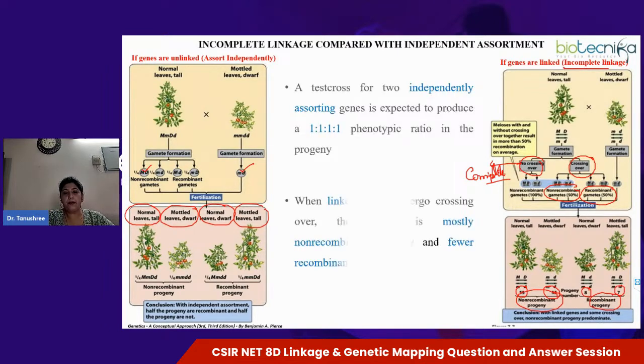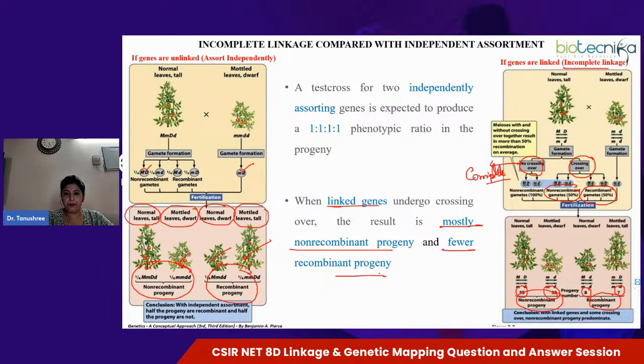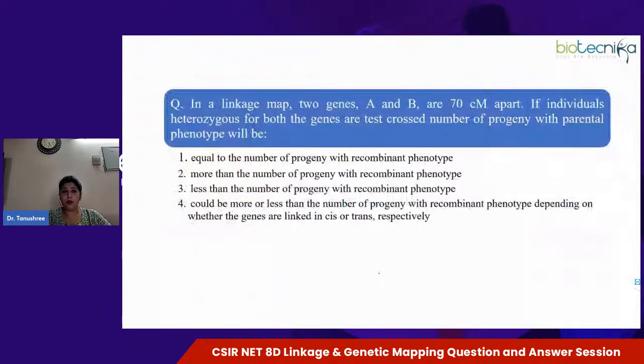So you always have to remember that when the test cross is performed, the dihybrid test cross ratio, when the genes are assorting independently, we always get a 1:1:1:1 ratio. That is, all the four that we are getting here are in equal proportion, like 25% this, 25% this, 25% this, 25% this. So overall 50% non-recombinant, 50% recombinant. However, when the linked genes undergo crossing over, we get mostly the non-recombinant and fewer recombinant progeny. So all these points are very much important for you to recall when you are solving such questions.